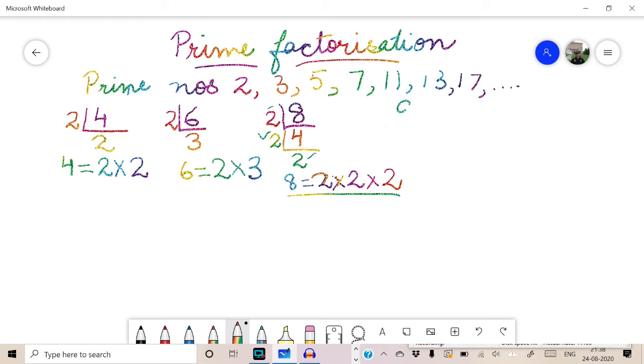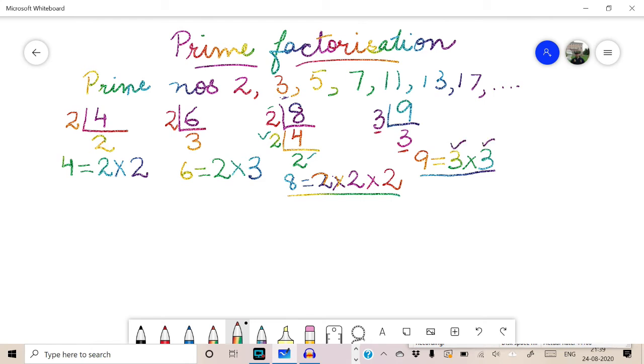After that, the next composite number is 9. So with which prime number is 9 completely divisible? That prime number is 3. So 3 3s are 9. Children, this is also prime and this is also prime. So 9 is equal to 3 multiplied by 3. So 9 is a product of two prime numbers.